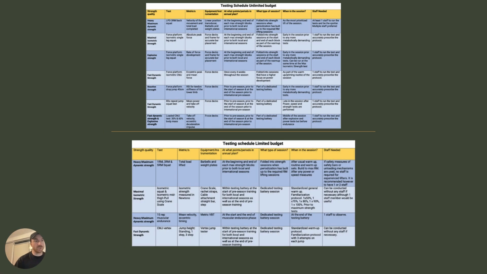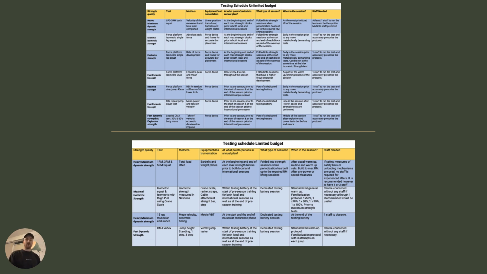Moving forward into our testing schedules. So we've got a couple of testing schedules here. We're looking at an unlimited budget here. We're basically going completely out with force decks, linear bar transducers, with weight plates, lots of use of the force decks there. When we would use them, I like to try and get a lot of these tests to be folded in within the season. So using heavy maximum dynamic strength with linear transducers, we can actually just get a reliable measure throughout the season for that.